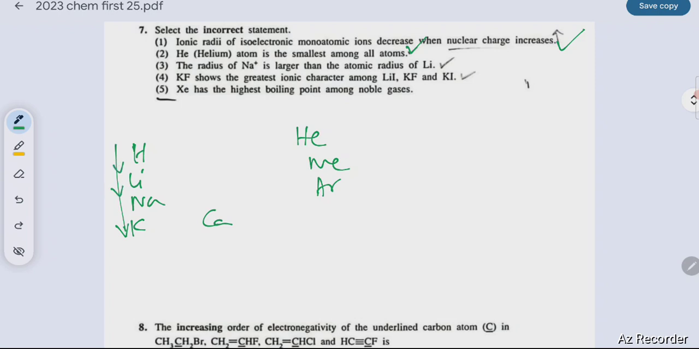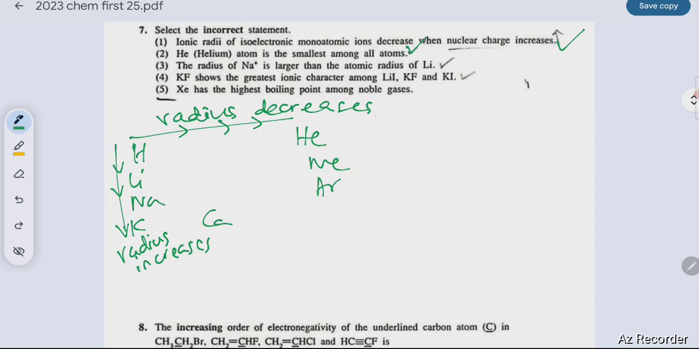Down a group, radius increases. Why? Because when we move down a group, the number of energy levels increases, and when the number of energy levels increases, the radius increases. Then what happens across a period? Across a period, radius decreases. Why does it decrease? Due to the increase in nuclear charge, right?